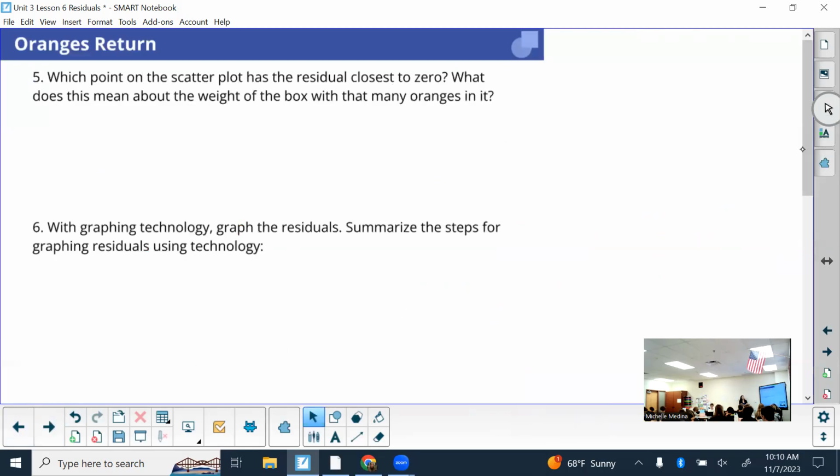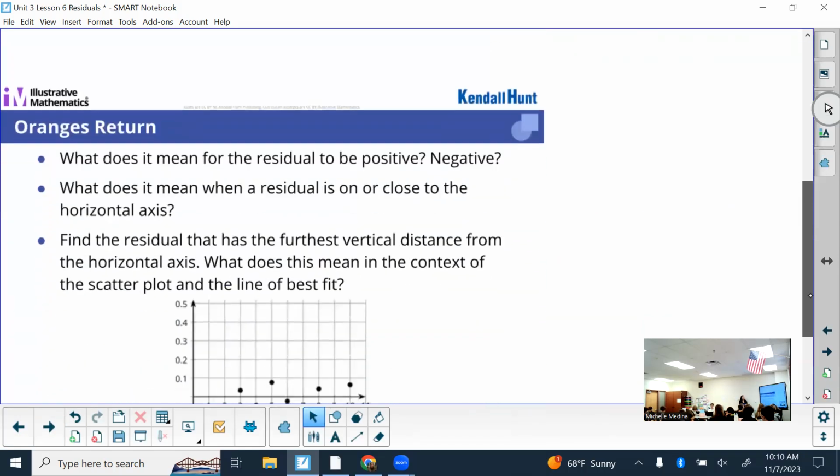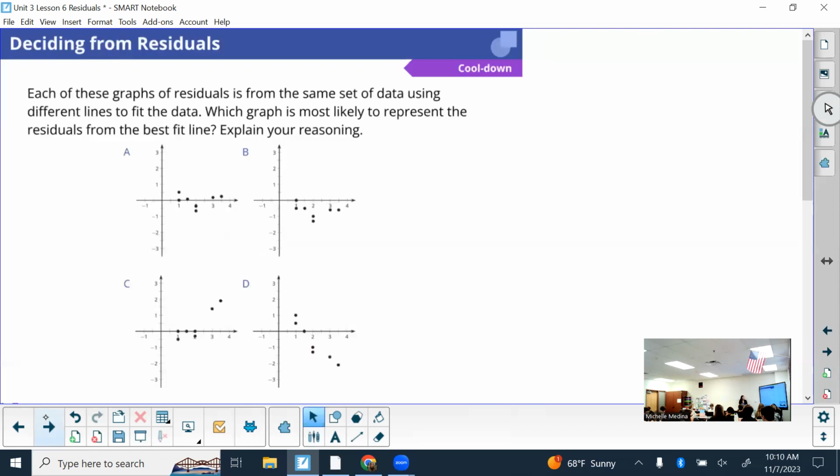You had 2 out of 4 options. And these are all residual plots. So notice that each of these graphs of residuals, they're not giving us our actual data or our linear model. They're giving us the residual plots. But all of these are from the same set of data. What's different is the line of fit that they use. So which graph is most likely to represent the residuals from the best fit line?